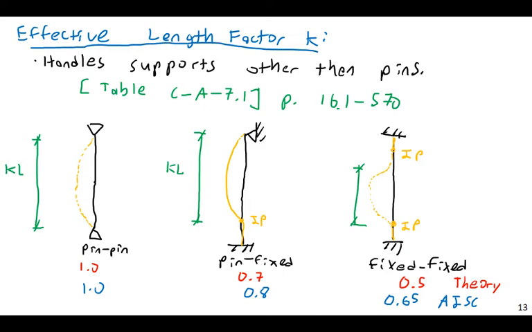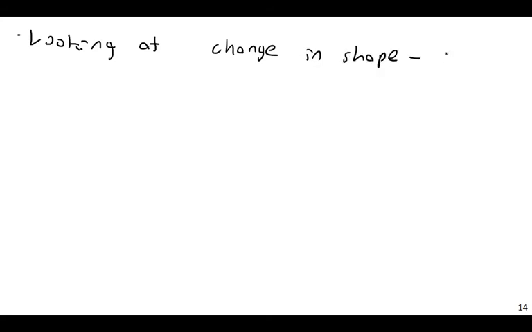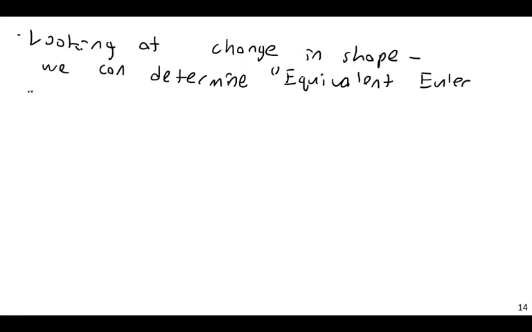This really isn't, hopefully, too bad. Again, a final note on this: looking at the change in shape, the delta shape here, if we look at the change in shape of these things, we can determine the equivalent Euler column of effective length KL.